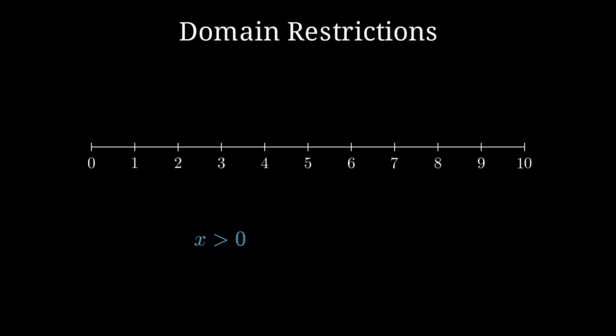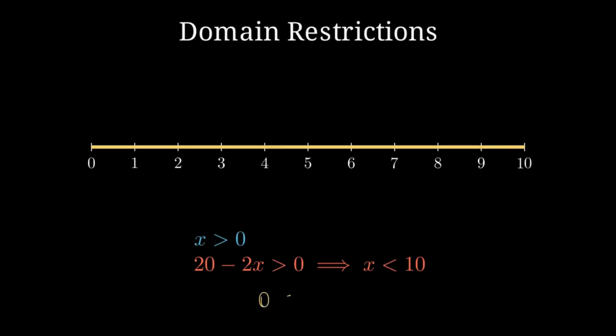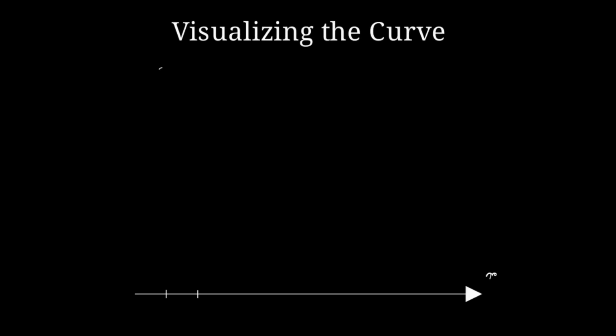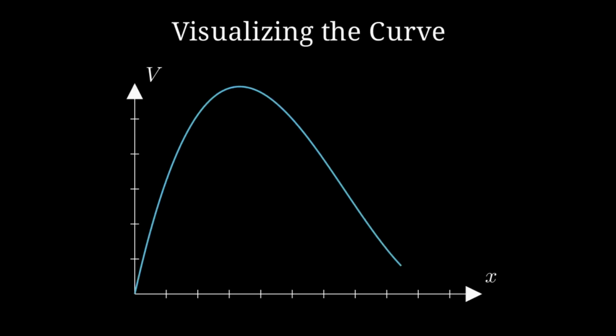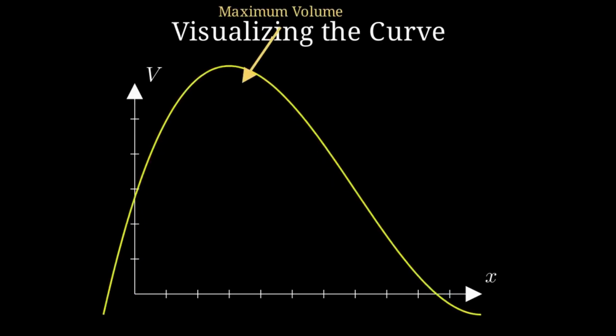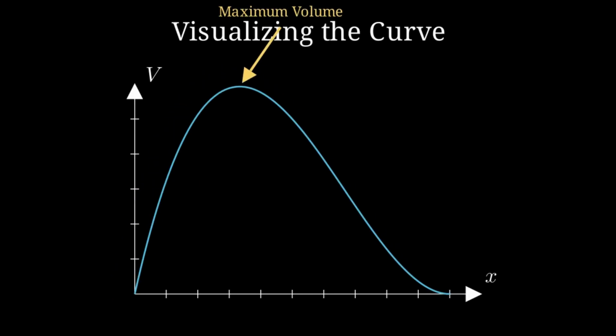The cut x cannot be negative, and it cannot be more than 10, because cutting 10 from both sides would leave no cardboard at all. Our search for the maximum volume is restricted to this specific interval, known as the feasible domain. If we were to graph this function, we would see the volume start at 0, rise as the box gains height, but eventually fall back to 0 as the base disappears. The peak of this curve represents the maximum possible volume we can achieve with our 20 by 20 sheet.